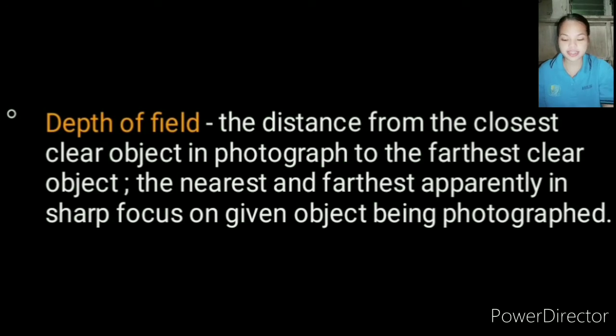Depth of field, the distance from the closest clear object in a photograph to the farthest clear object. The nearest and the farthest apparently in sharp focus on the given object being photographed. Depth of field describes how much of your scene is in focus. Imagine ninyo, you're looking out into a landscape through your camera. So, depth of field starts at the first thing you see that's in focus and extends to the farthest object in focus.